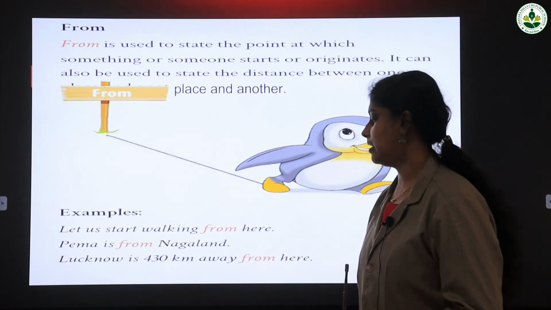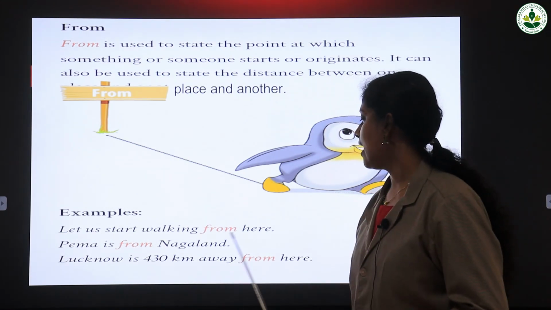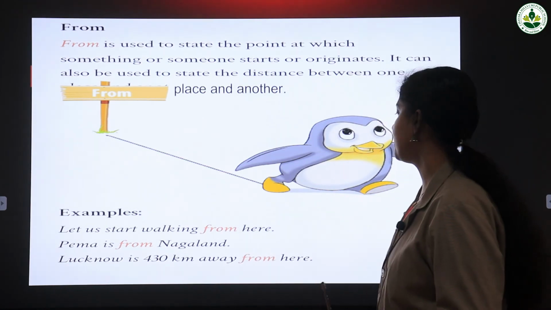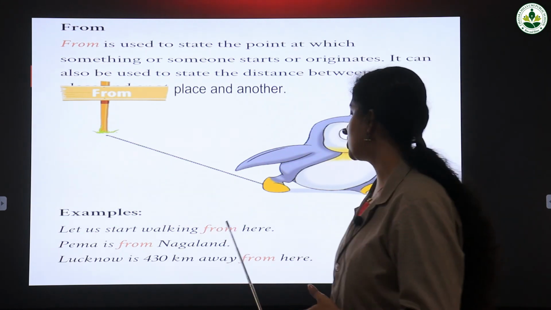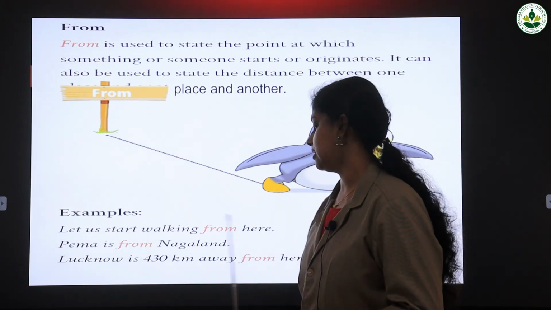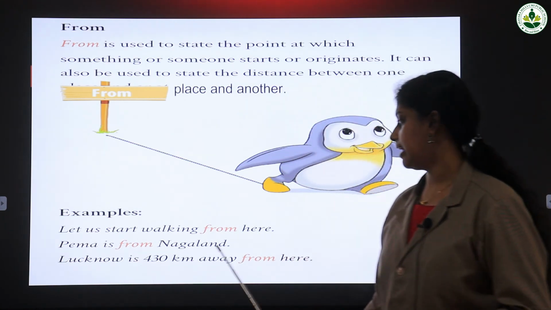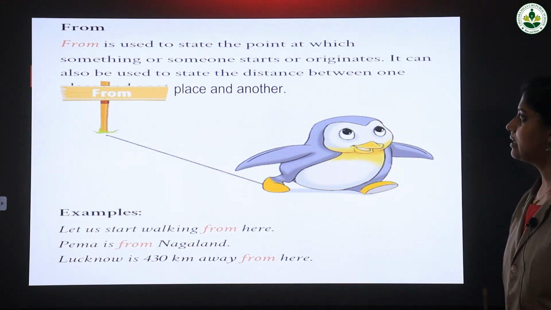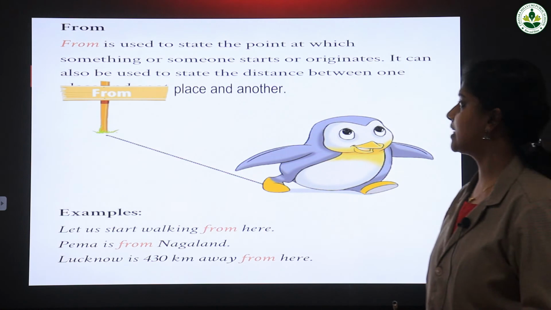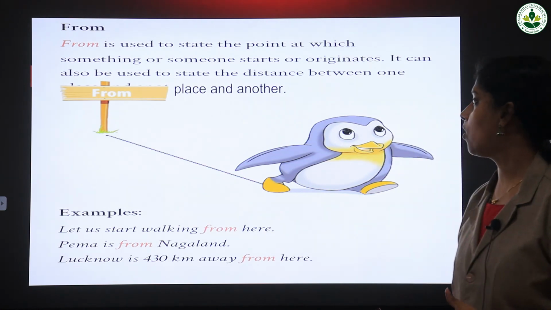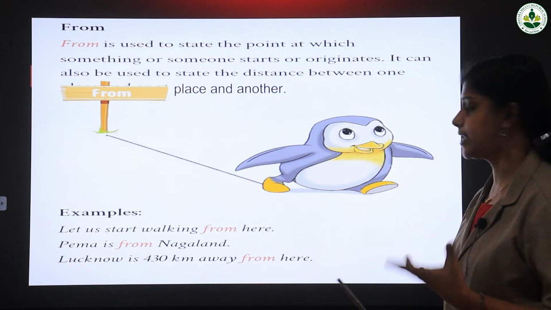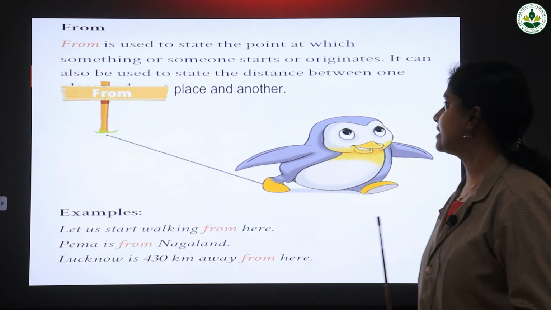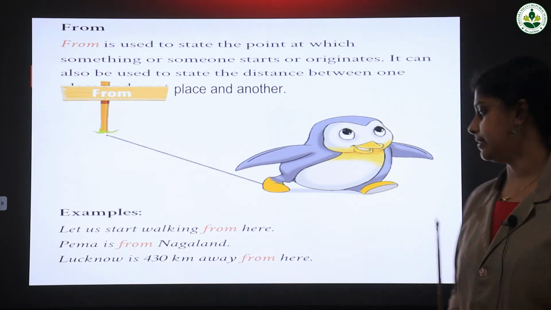Okay, let's check some examples. First one. Let us start walking from here. Here the from is used to state the point at which someone starts or originates. Next one, Pema is from Nagaland. Next one, Lucknow is 430 km away from here. So the preposition from is used to state the point at which something or someone starts or originates. Then next point, it can also be used to state the distance between one place and another.